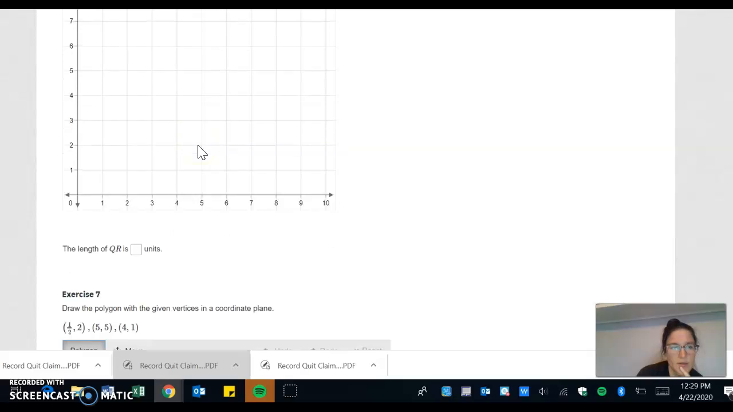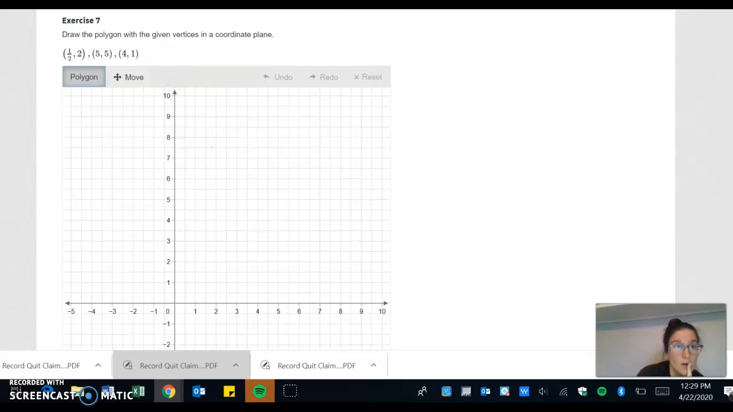That's kind of like the previous one. So here, draw the polygon. It wants you to draw a shape with the given vertices in the coordinate plane. So 1/2, comma 2. The first coordinate is x, the second one is y. So figure out where 1/2 is and go up to plot the point.